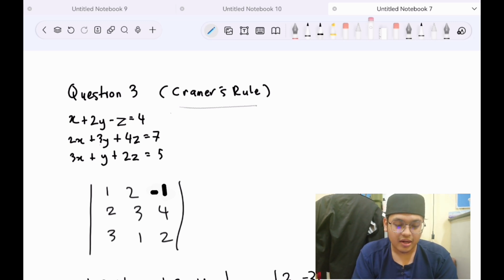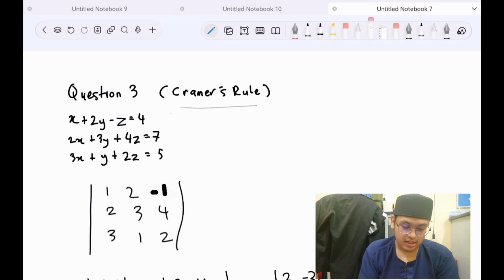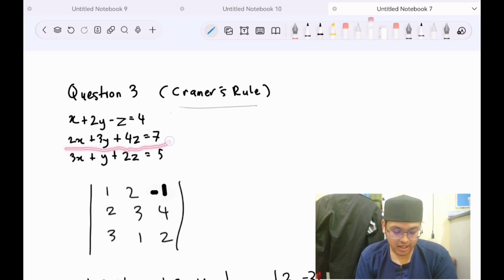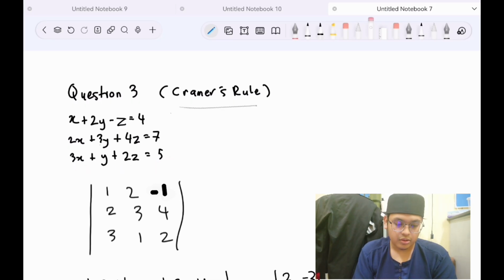So first, we are given a system of three linear equations: x plus 2y minus z equals 4, and then 2x plus 3y plus 4z equals 7, and lastly 3x plus y plus 2z equals 5. So after that, the first step in Cramer's rule is to form the coefficient matrix by taking only the coefficients of x, y and z from each equation.